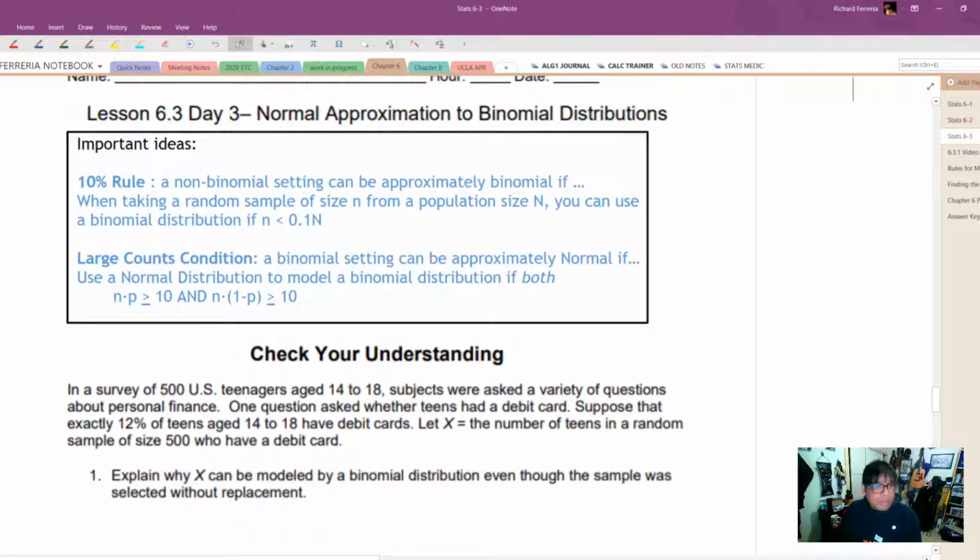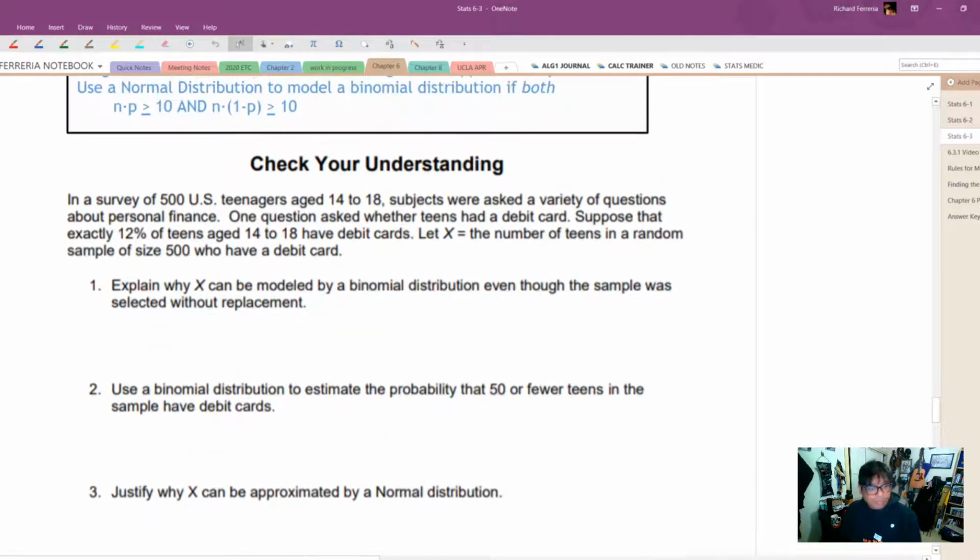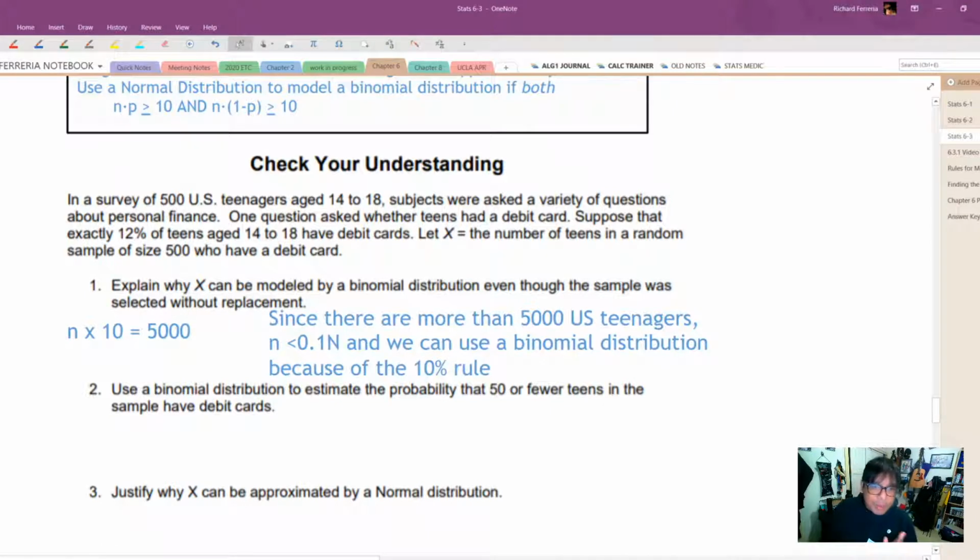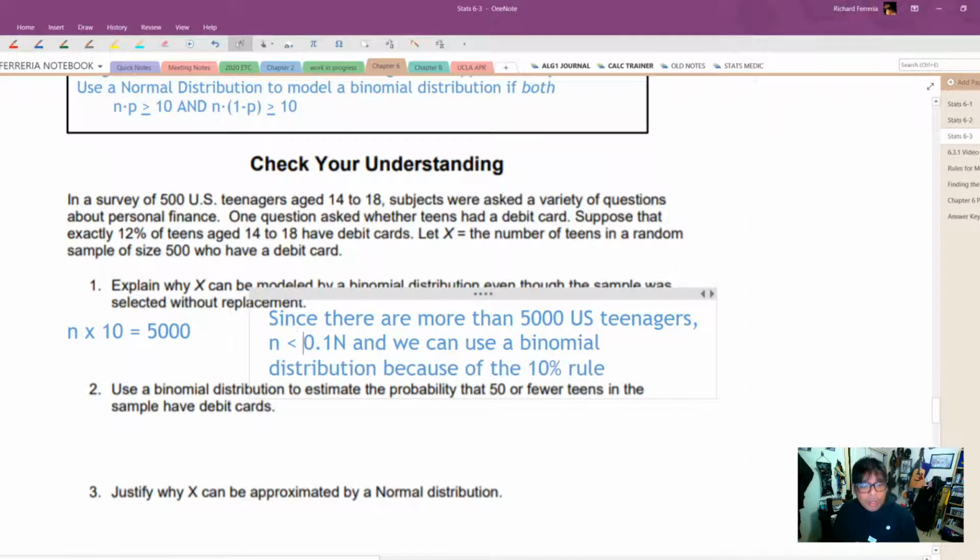Okay, well, we can use a binomial distribution even if it's not binomial by this 10% rule. The way that I like to think about the 10% rule is take the sample size, n, and multiply it by 10. That gives us 5,000. So now we just have to ask the question, are there more than 5,000 US teenagers between 14 and 18? And the answer is yes. Since there are more than 5,000 US teenagers, n is less than 0.1 times the population, and we can use a binomial distribution because of the 10% rule.